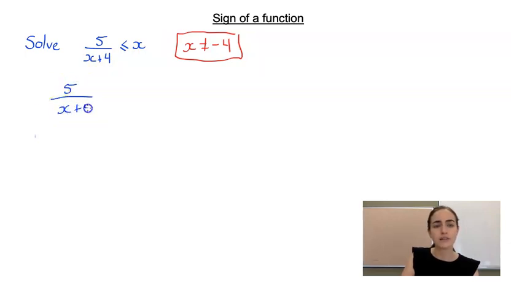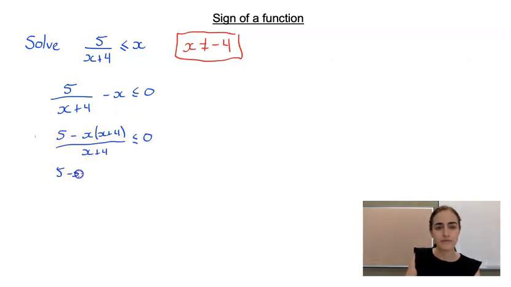Now we're going to start by moving everything over to one side of that inequality sign. So we're going to have 5 over x plus 4 minus x is less than or equal to 0. We're going to make these have a common denominator to become one fraction. So we'd have 5 minus x times (x plus 4) all over x plus 4, less than or equal to 0. We can expand that out.